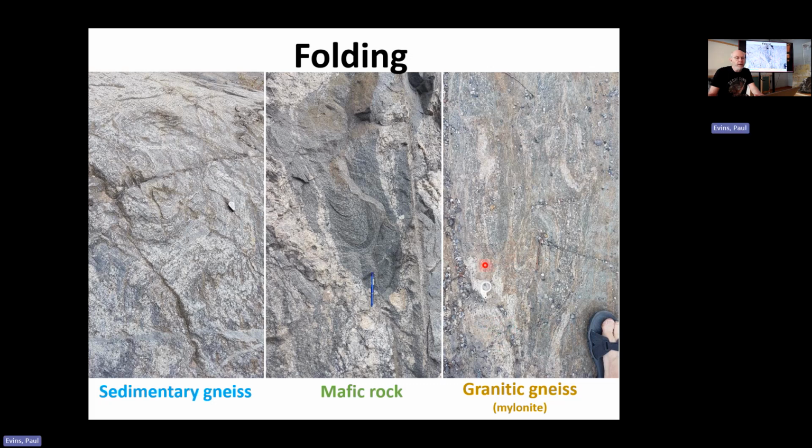Here we have granitic gneiss. I'll show this a little bit later. This is in fact a mylonite that's been then later folded.